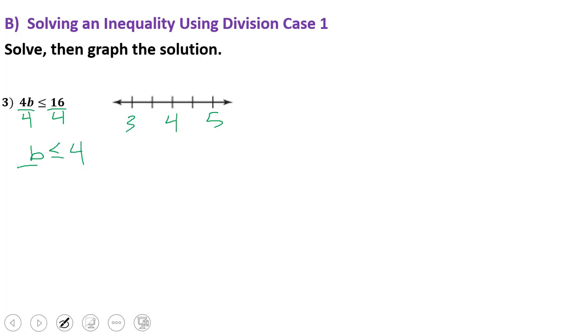My variable is on the left. So my target number 4 is going to have a closed circle. It's going to be included because it's less than or equal to. It's got the line under it. And again, my variable's on the left, so I can follow the inequality and graph my arrow showing all possible solutions to that inequality by graphing to the left.